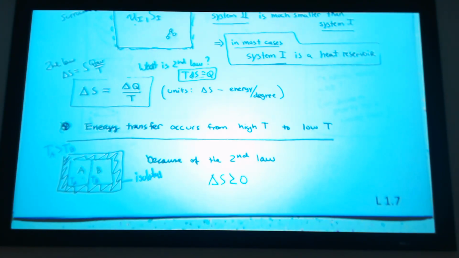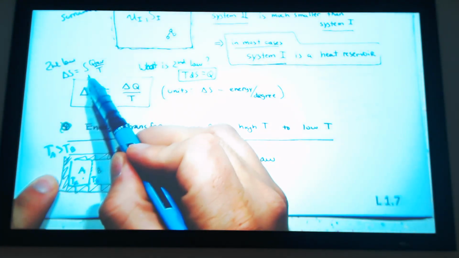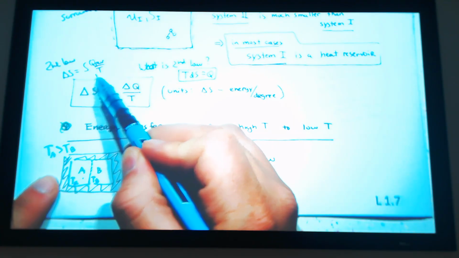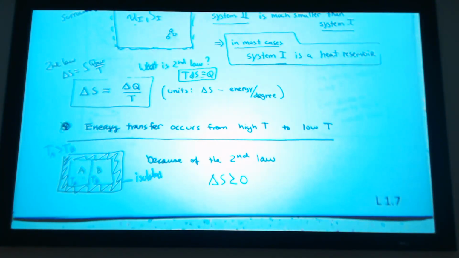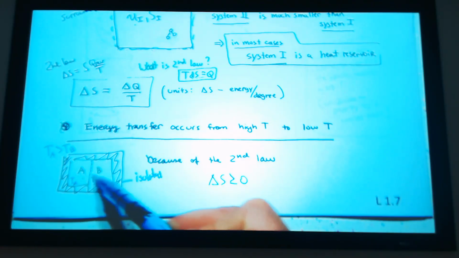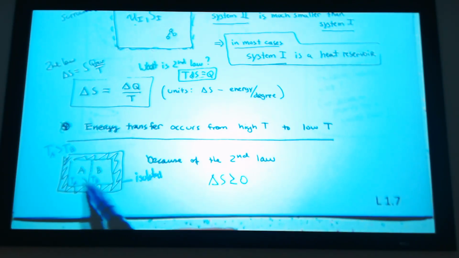The second law says that for an isolated system, delta S has to be greater than or equal to 0. So I made this isolated, and now I want to know the direction of heat transfer based off the second law. And when I do that, heat goes from A to B.